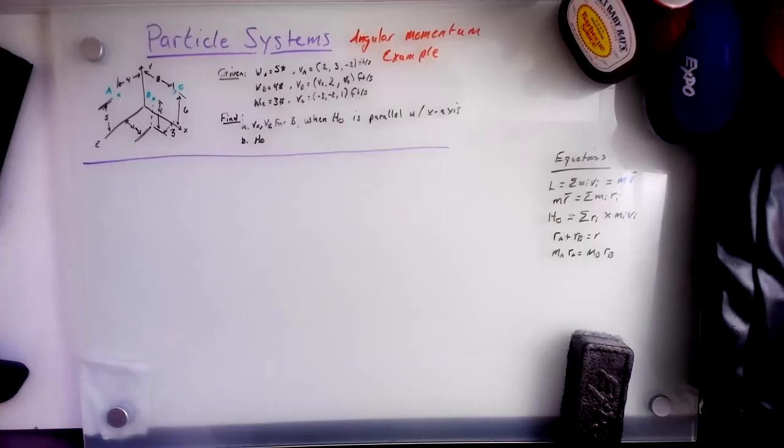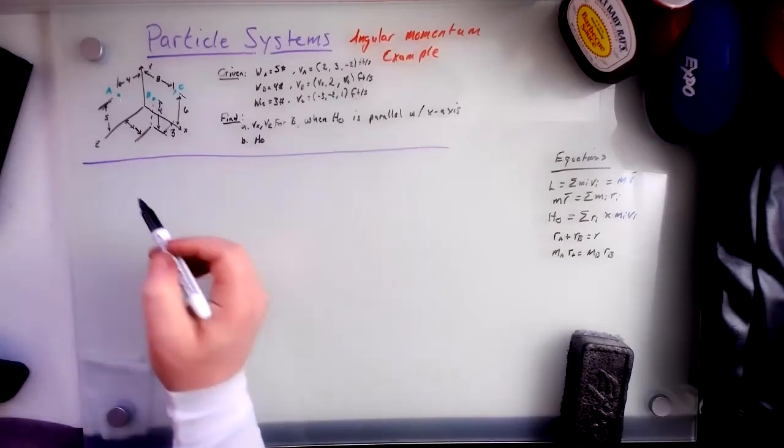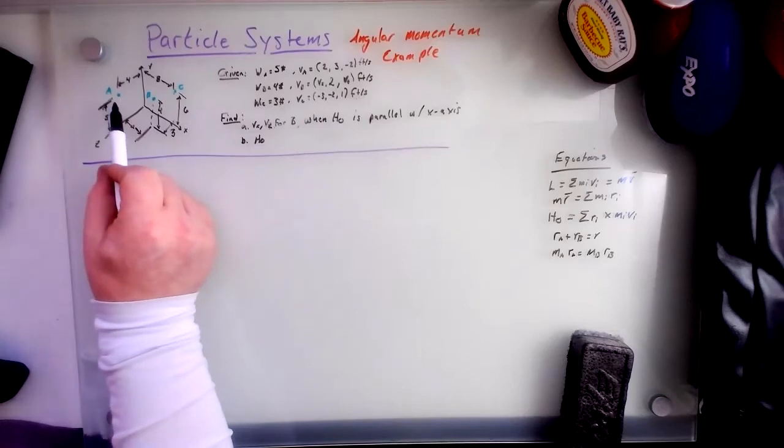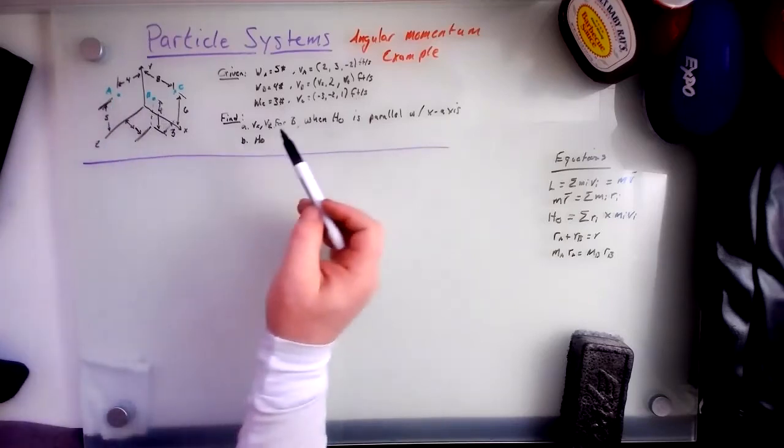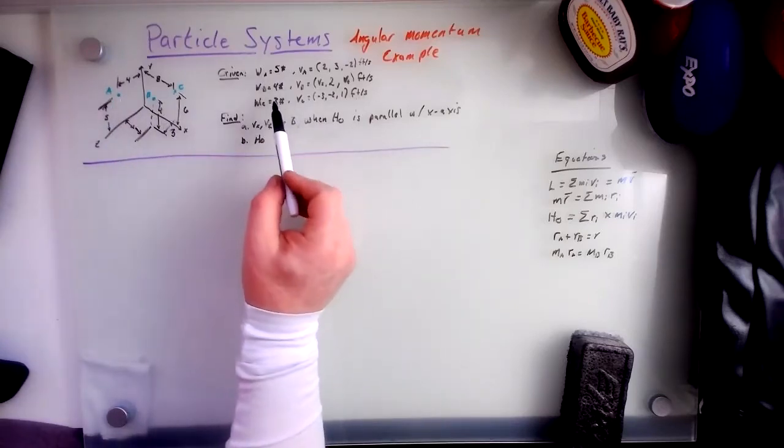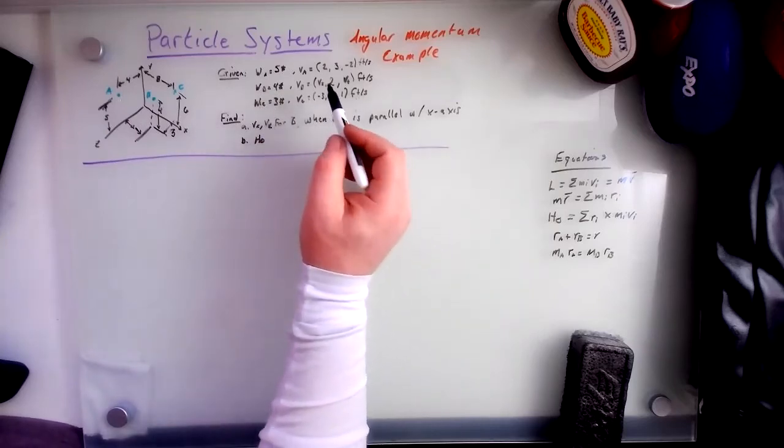Hey folks, welcome back. We're talking dynamics, we're talking particle systems, and we are looking at an angular momentum example this time. So as promised, we're going to talk about some angular stuff. We have a system given particle A, B, and C. Each particle has a corresponding weight, and we're given the velocities.